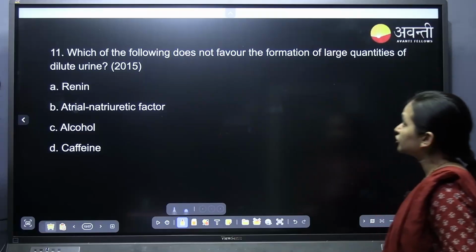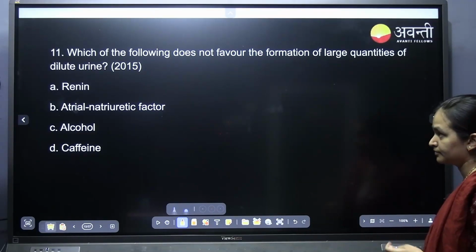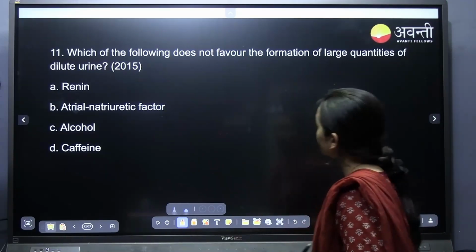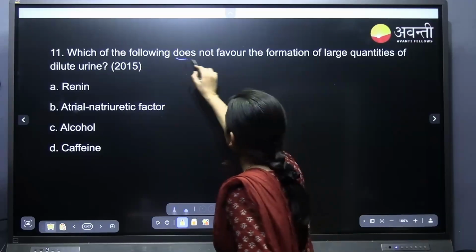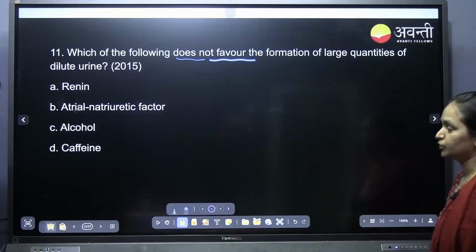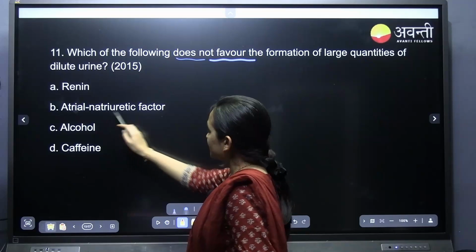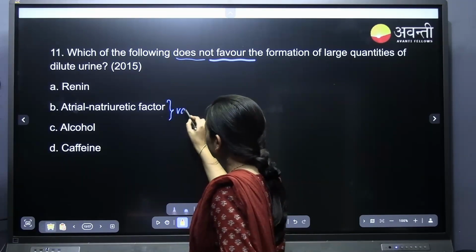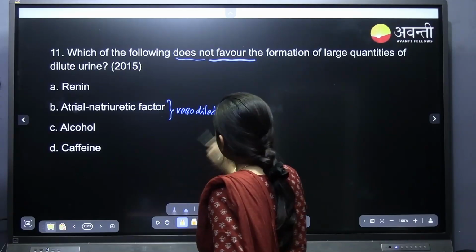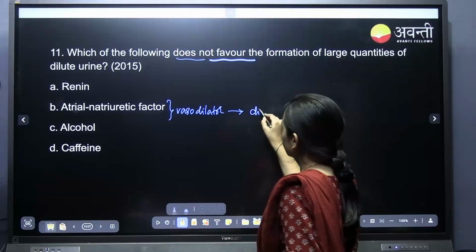Which of the following does not favor the formation of large quantities of dilute urine? Tell me, which of the following does not favor? We need to find what does not favor the formation of large quantities of dilute urine. Atrial natriuretic factor is a vasodilator. If this is a vasodilator, then yes, dilute urine will be formed.